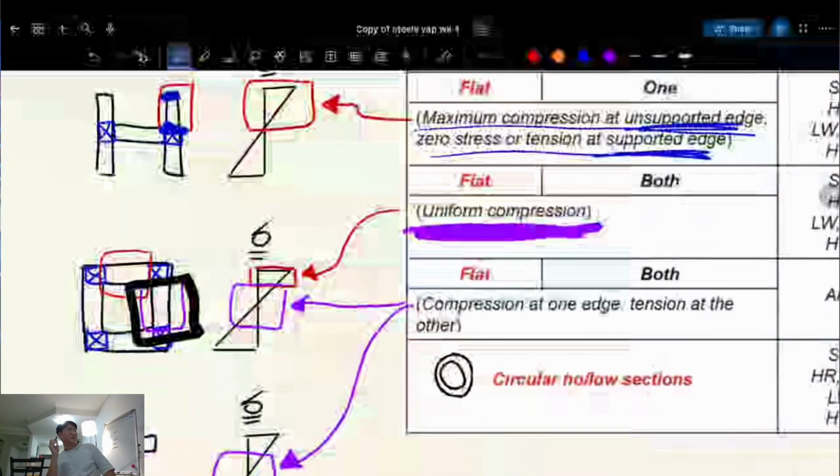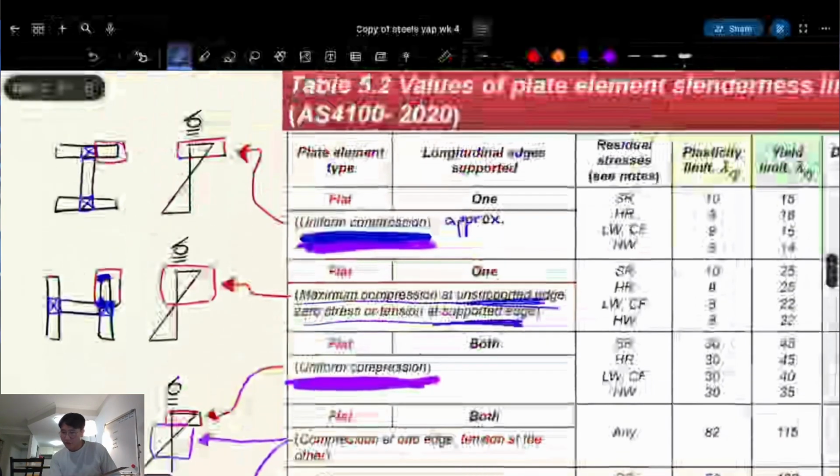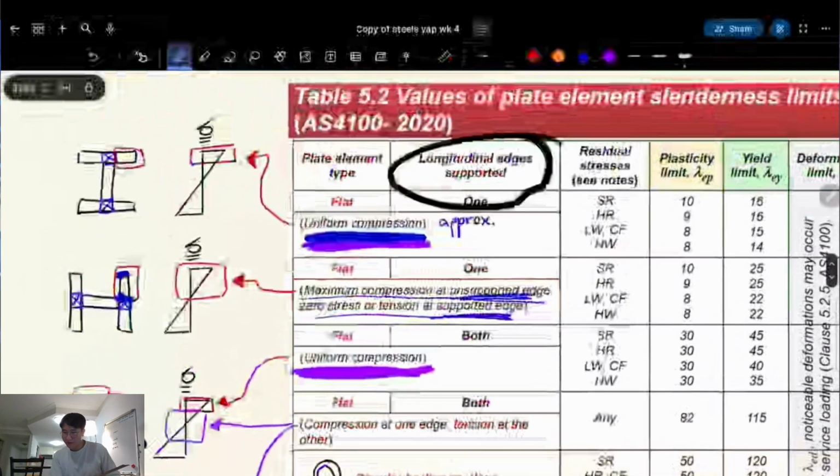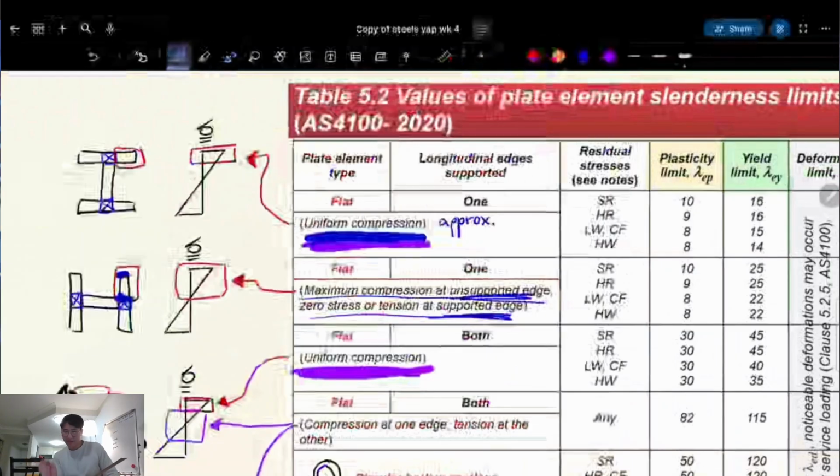It hasn't popped up yet. Yeah. Because for this web element, what's the difference between the first one and the third one? Longitudinal edges supported, one or both. Oh, one or both. I see. Yeah, because there are 2 supports on this one. So those are all the cases you're going to get. And then circular hollow sections have their own part.